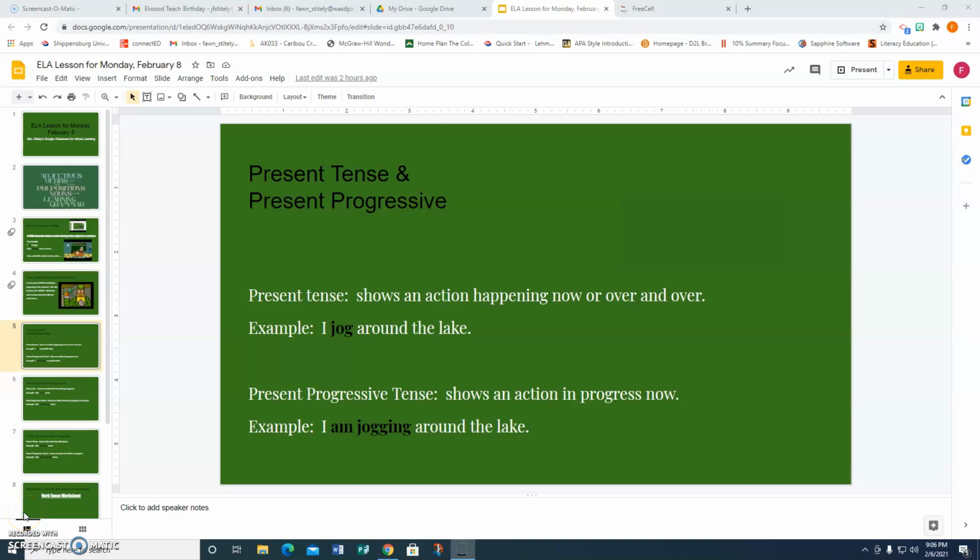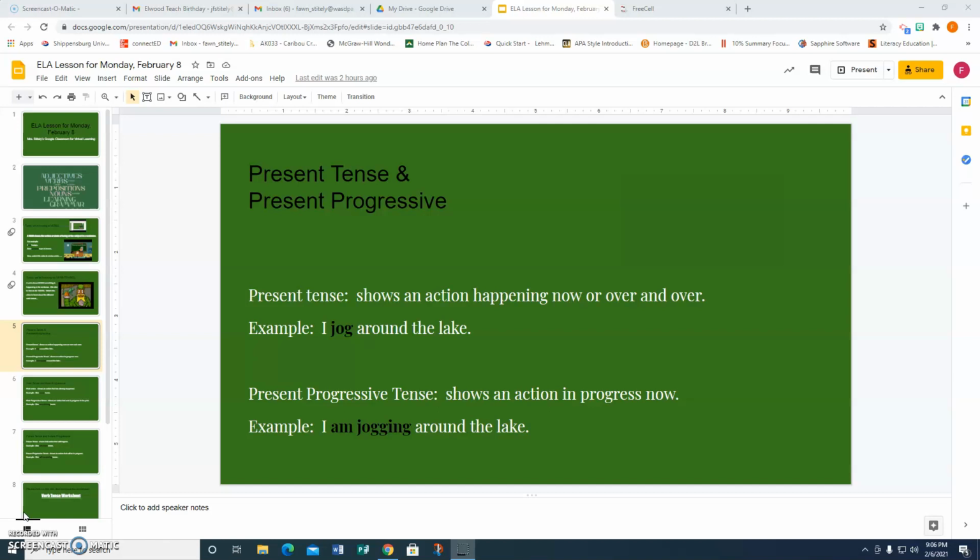All right, today we're going to talk about verb tenses. A verb in a sentence, its job is to tell us when the action happened. There's three basic types of tenses. Present tense means it's happening now. Past tense means it already happened. Or future tense means it's going to happen in the future.